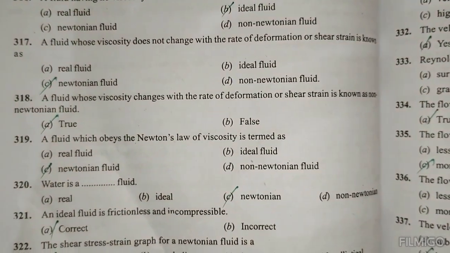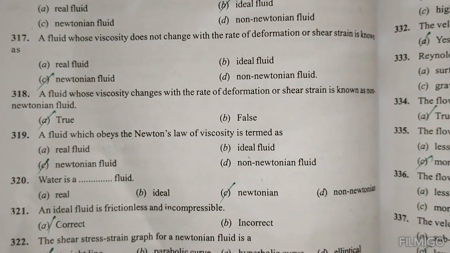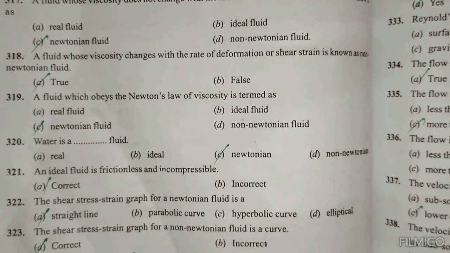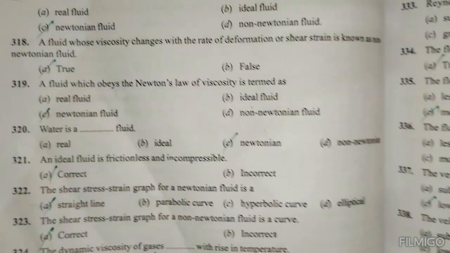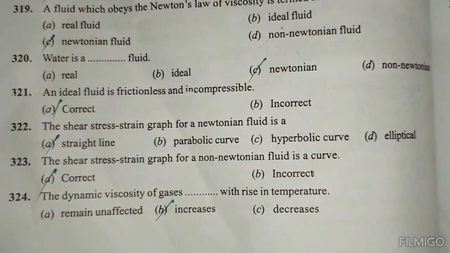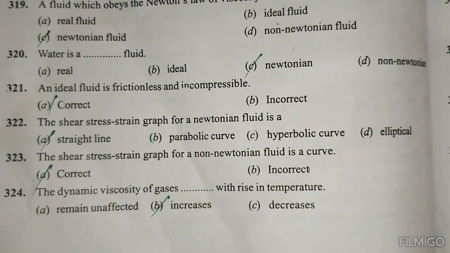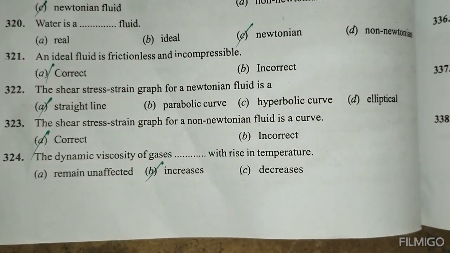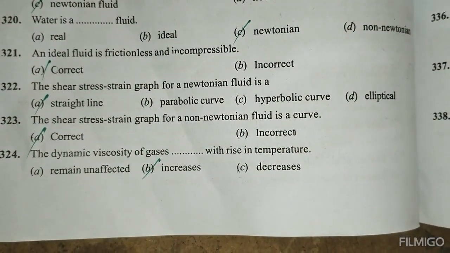A fluid which obeys Newton's law of viscosity is termed a Newtonian fluid. Water is a Newtonian fluid. An ideal fluid is frictionless and incompressible. Correct. The shear stress strain graph for a Newtonian fluid is a straight line. The shear stress strain graph for a non-Newtonian fluid is a curve. Correct. The dynamic viscosity of gases increases with a rise in temperature.